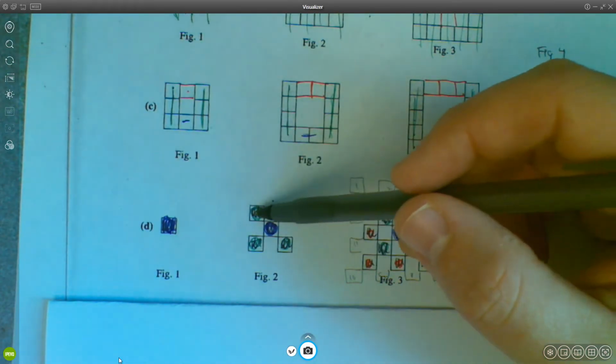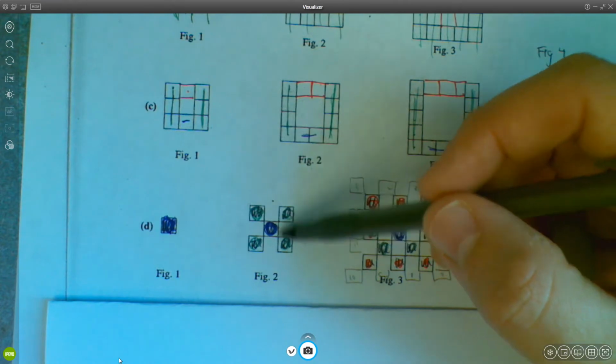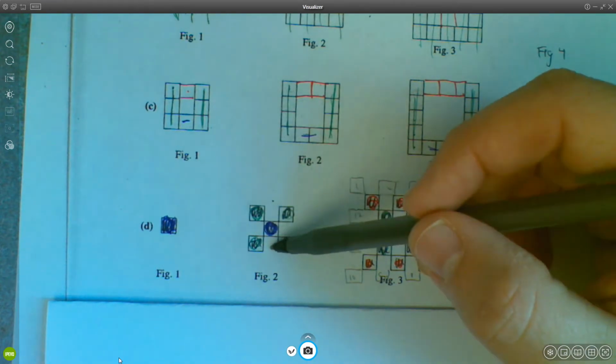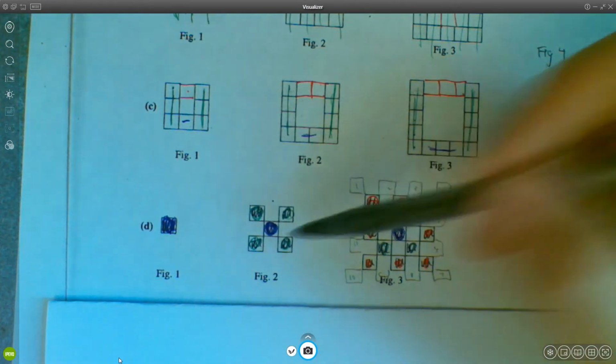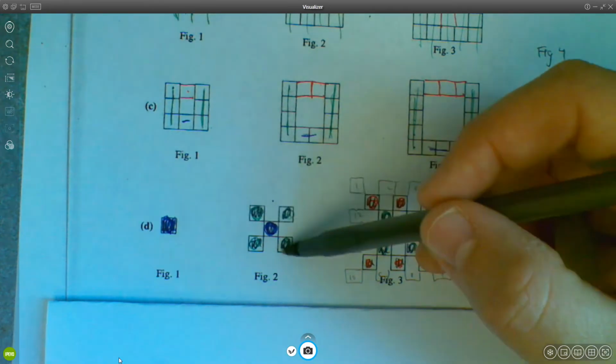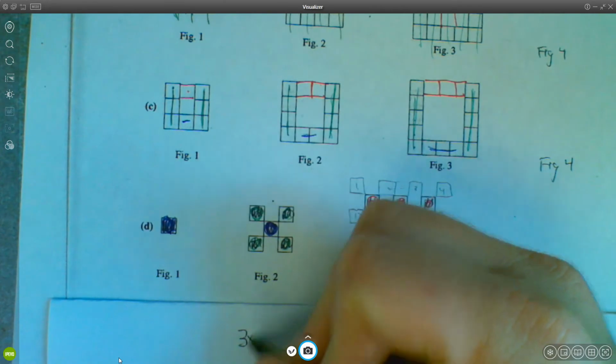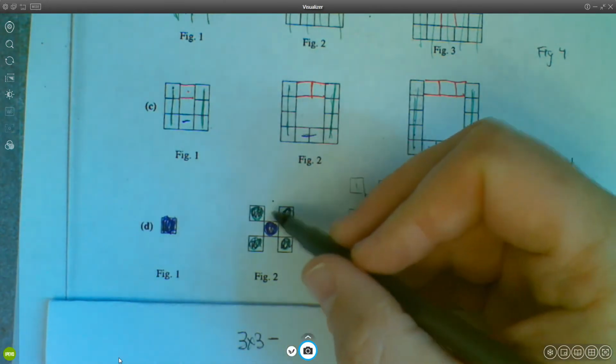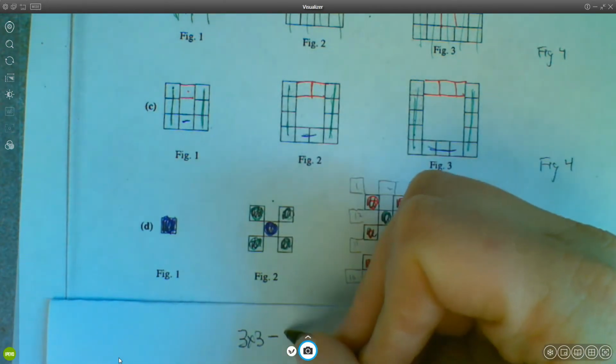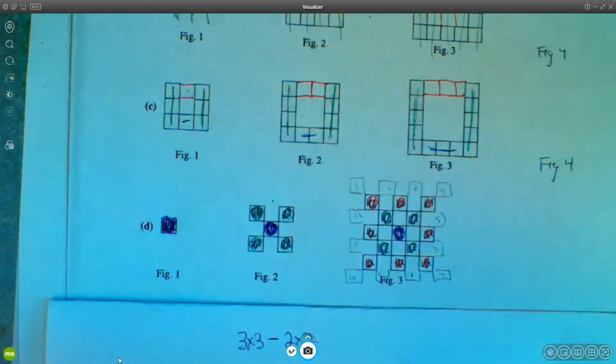looking at figure 2, it looks like we have a 3 by 3, and that we're missing 1, 2, 3, 4 squares. Maybe you could call it 2 times 2 or something. So it looks like we have a 3 by 3, but then we're missing a 2 by 2. Maybe something like that.